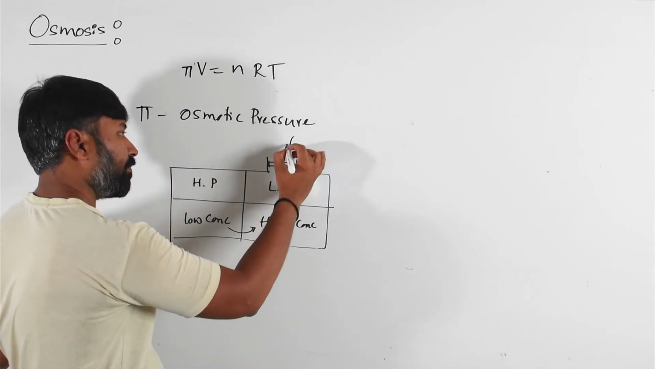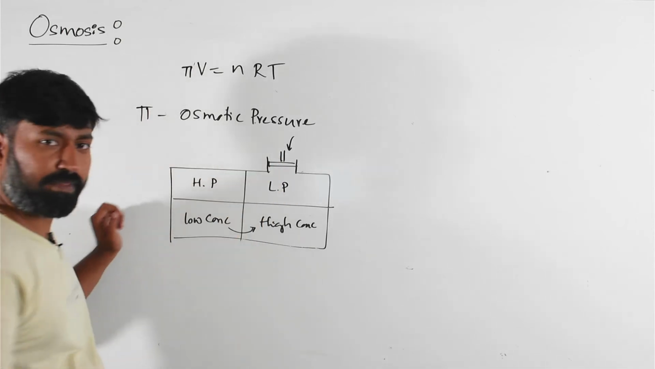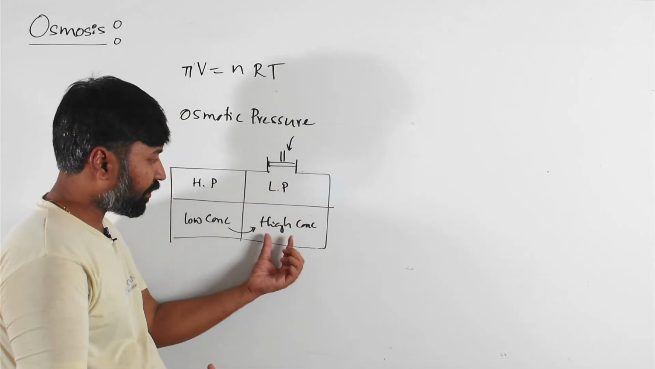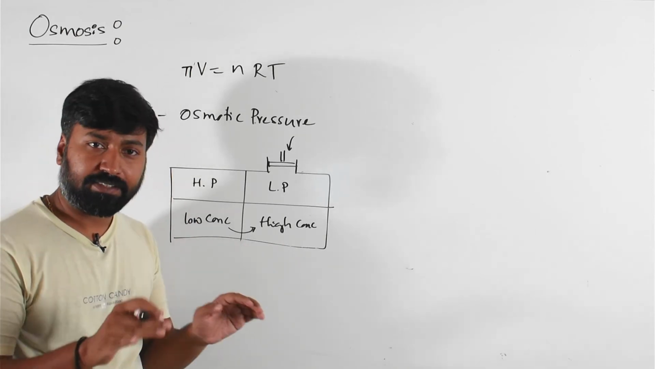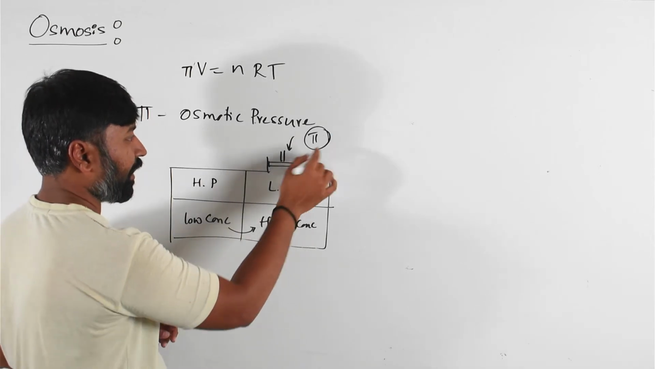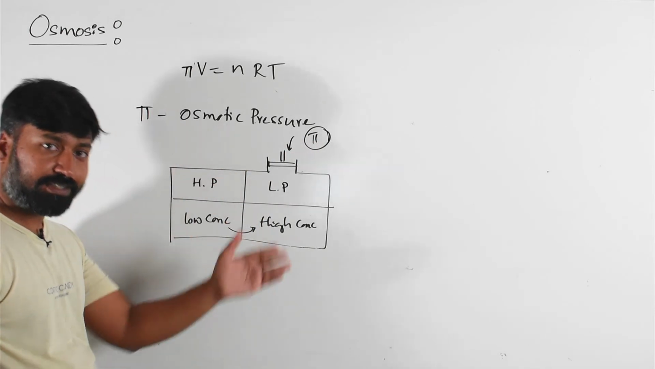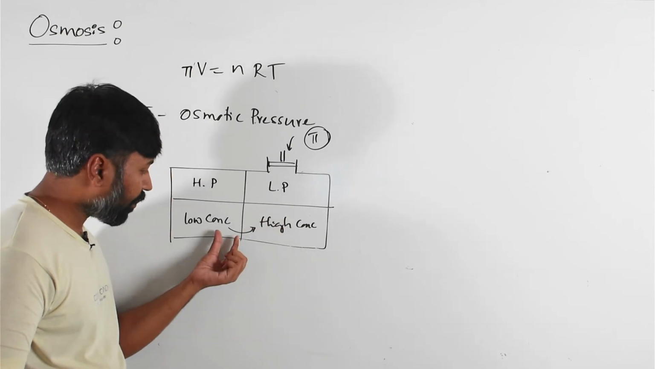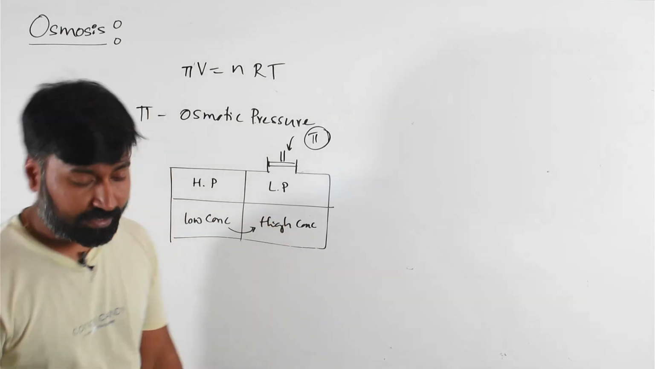Now I put a force on this piston, and the piston moves downwards. As it moves downwards, the pressure increases here. When the pressure in the high concentration solution is increased, the movement of solvent molecules from low concentration to high concentration ceases. It gets stopped. That extra pressure, pi, which you applied here, is called the osmotic pressure. What is osmotic pressure? It is the pressure applied on the high concentration solution which stops the flow of solvent molecules from low concentration to high concentration through a semi-permeable membrane. That is the osmotic pressure, friends.